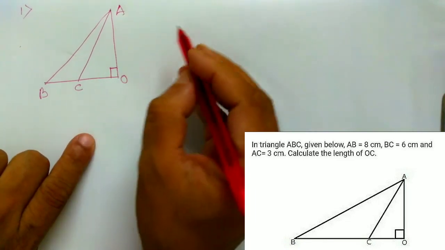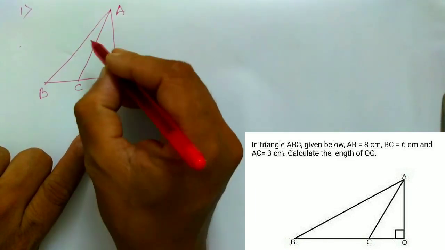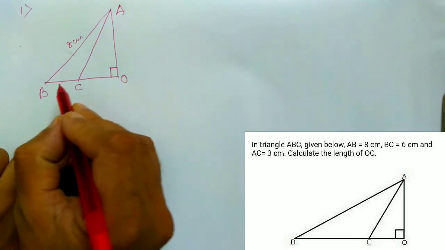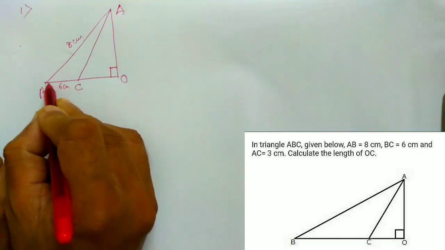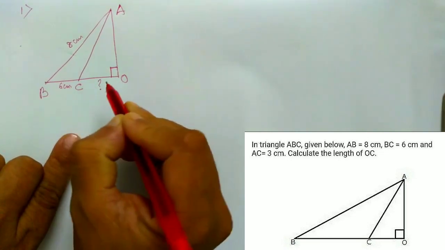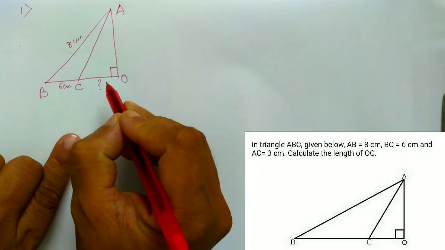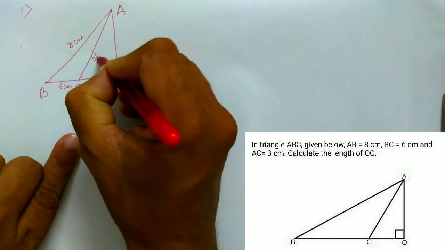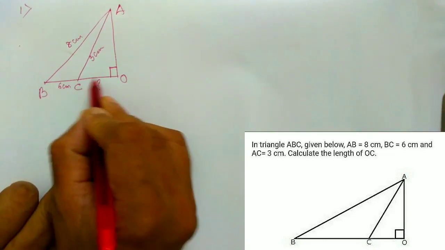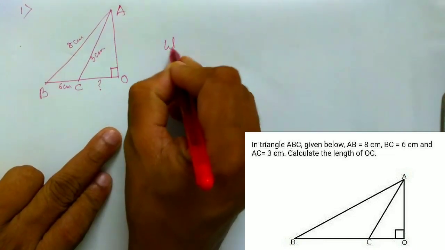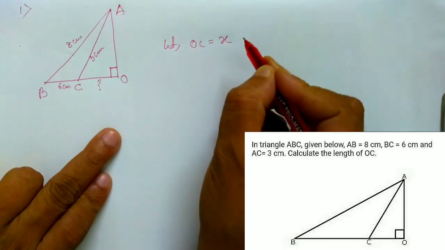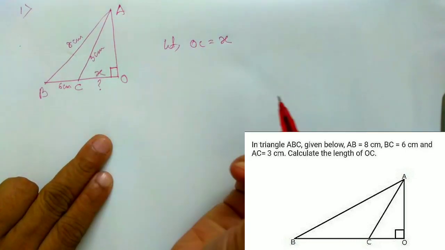Now it's given that AB is 8 centimeter, BC equal to 6 cm, only this much is 6 cm, BC. OC we have to find, and AC equal to 3 cm, this is 3 cm. We have to find OC. Let OC equal to X, so we are considering it X.